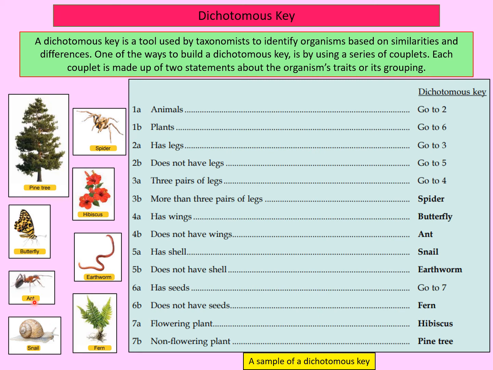And then ants. Ant is an animal. Go to 2. Has legs or does not have legs. Ant has legs. Go to 3. 3 pairs of legs or more than 3 pairs of legs. Ant has 3 pairs of legs. Go to 4. Has wings, does not have wings. Ant does not have wings, so it stops at 4B. Dichotomous key 4B. This is how we use a dichotomous key to identify organisms.